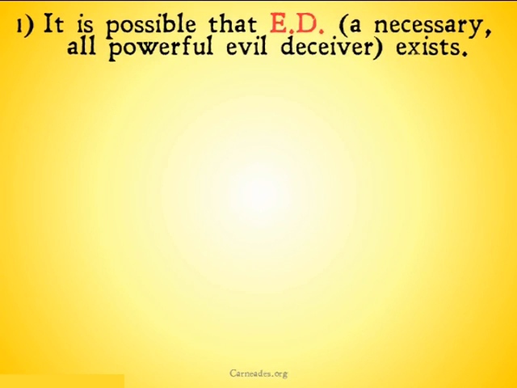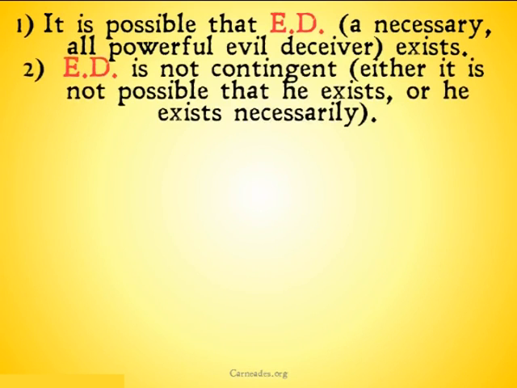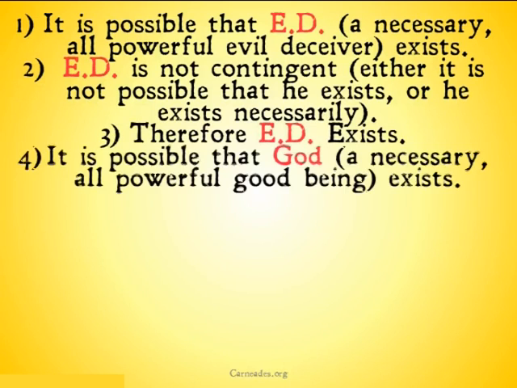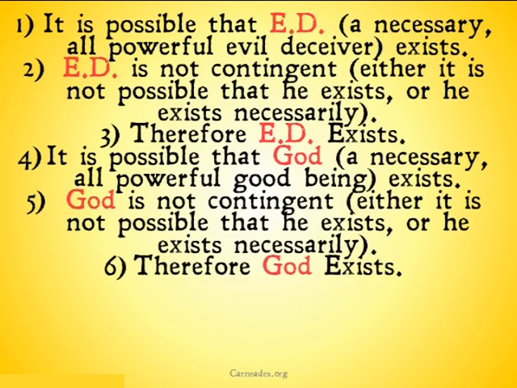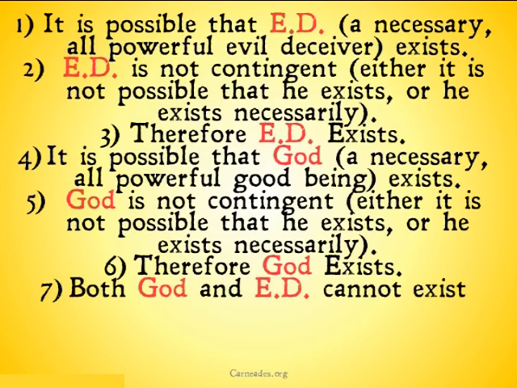It is possible that Ed, a necessary all-powerful evil deceiver, exists. Ed is not contingent. Either it's not possible he exists or exists necessarily. Therefore, Ed exists. It is possible that God, a necessary all-powerful good being, exists. God is not contingent. Either it's not possible he exists or exists necessarily. Therefore, God exists. We've just run the ontological argument twice, once with Ed and once with God. Both God and Ed cannot exist. It should be clear why this is the case.